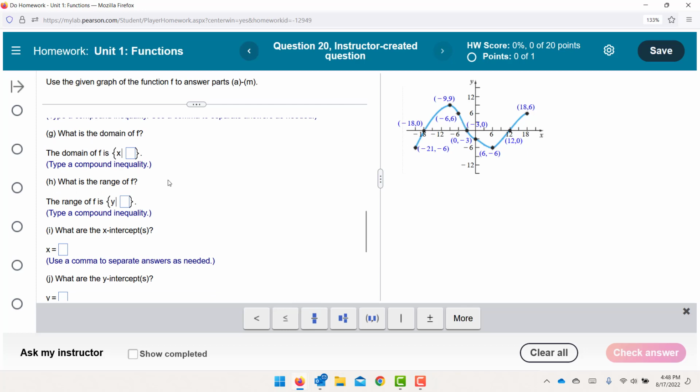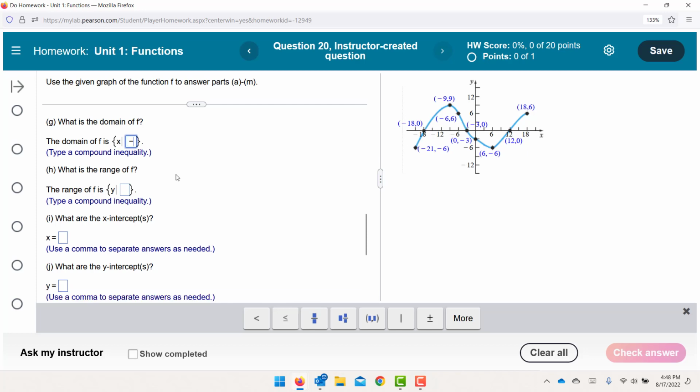Alright, now part G, what is the domain of f? The domain is the input or the x values. So we always write these from smallest to biggest. The leftmost or the smallest x for this curve is negative 21. And this time that point is actually part of the curve. I want to include it in my answer. So I'll say less than or equal to, not just less than, because I want to include it. I'll have the equals line. And then the curve goes all the way through x equaling 18. So x is between negative 21 and 18, including the endpoints.